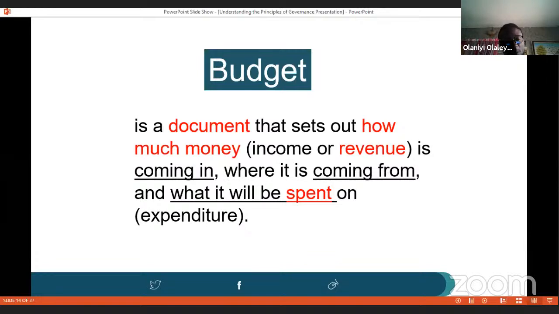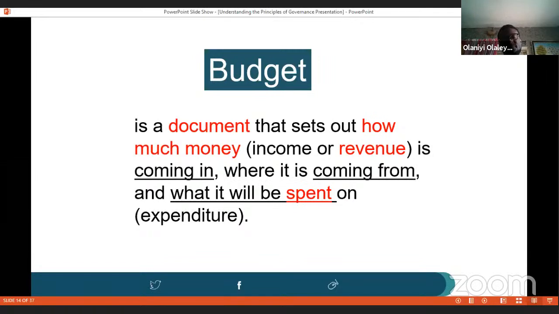Like I've said earlier, I want to buy this shoe, but I don't even know where the money is coming from. That is the kind of budgeting the Nigerian system is running. Nigeria presents a budget of over 13 trillion in 2021, but at the moment, you know where the money is coming from, but they don't have the money to execute it.